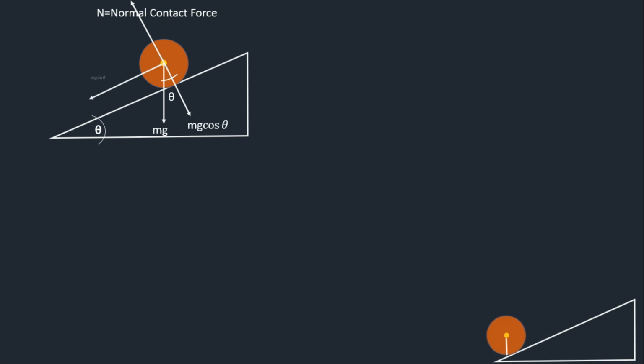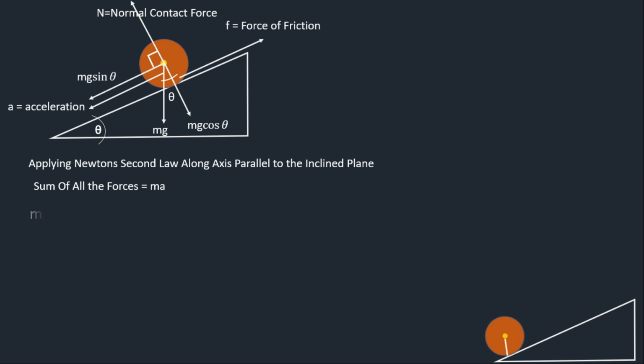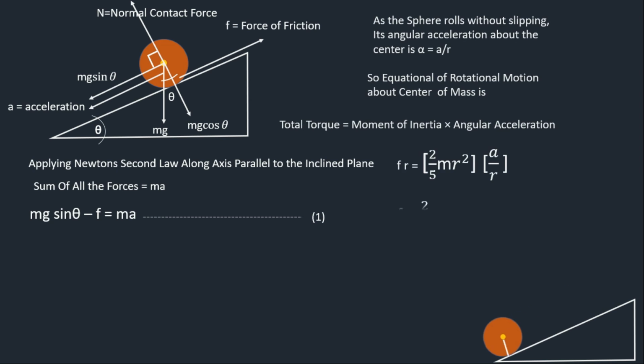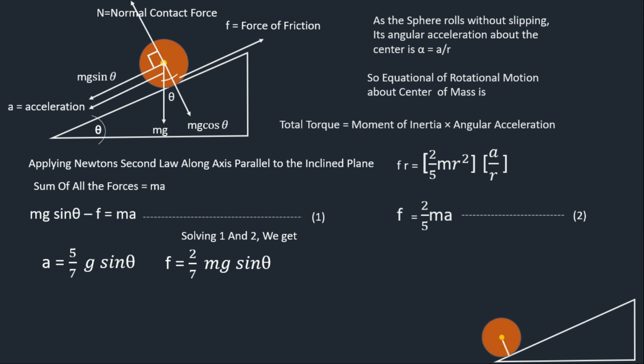So again, the same procedure, I'm just reiterating it. Applying Newton's second law, we got equation 1, then we got equation 2, and now solving equations 1 and 2, we got acceleration as 5/7 times g sine theta, where g is acceleration due to gravity, and force of friction equal to 2/7 times m g sine theta.